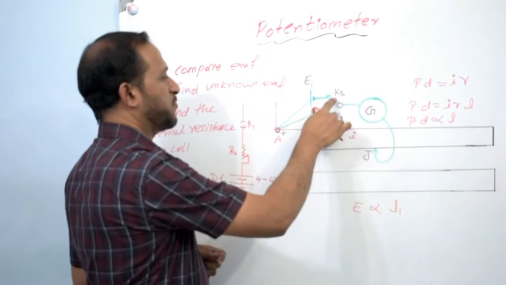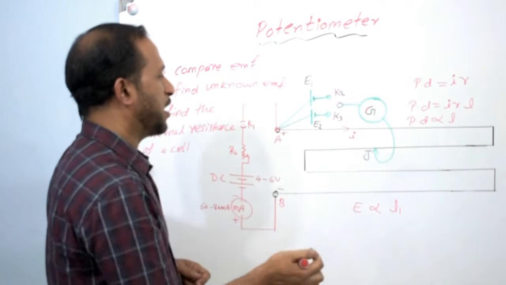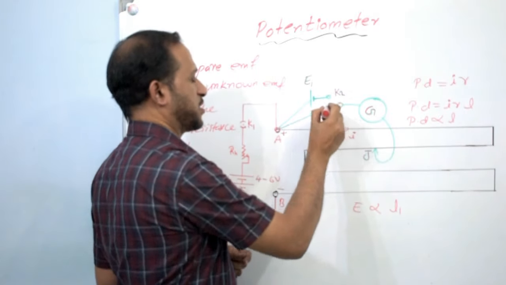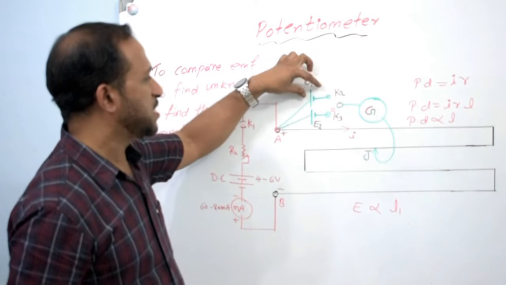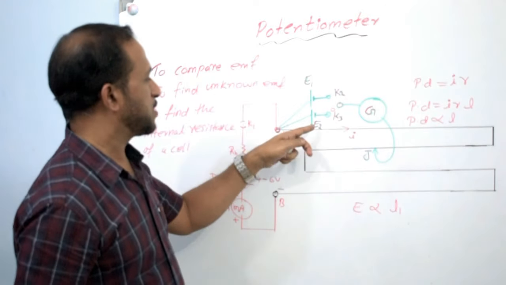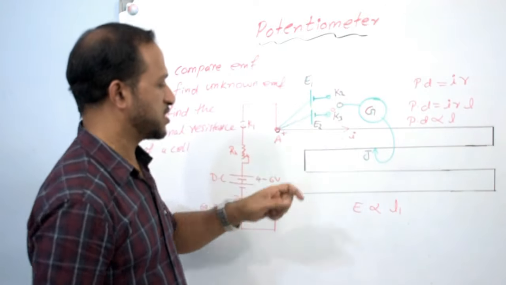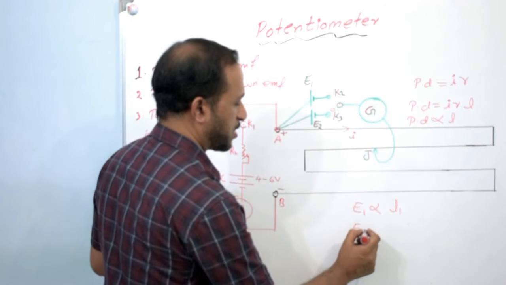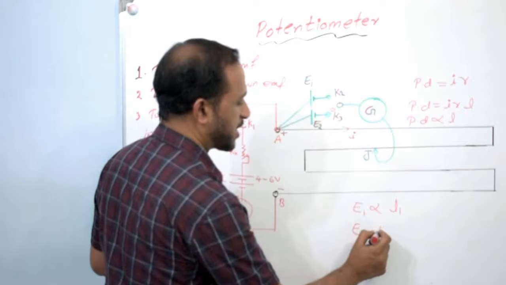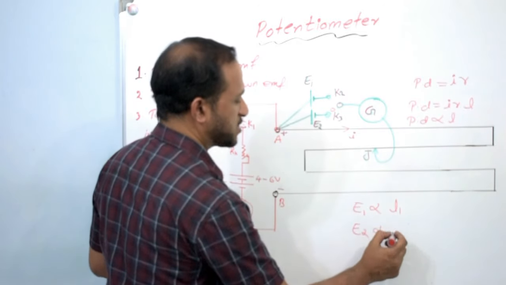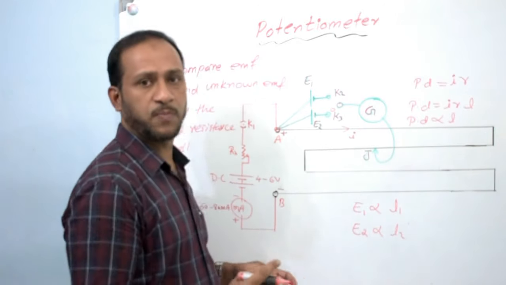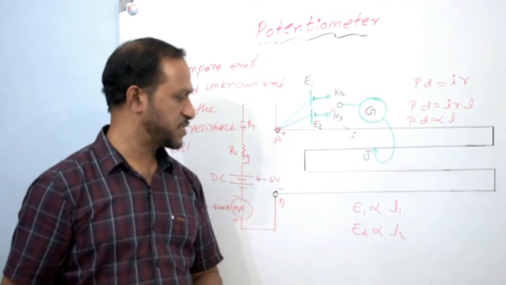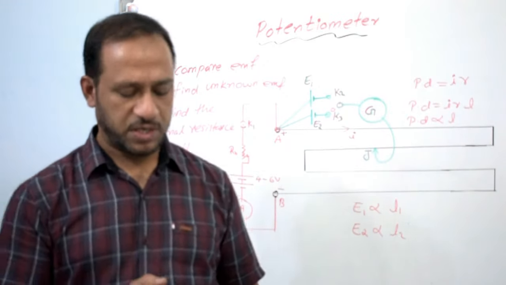Then remove the key K2 and plug the key K3, so that the dry cell is excluded and the Leclanche cell is included in the circuit. So we can say the EMF of the Leclanche cell, E2, is directly proportional to the new balancing length L2.